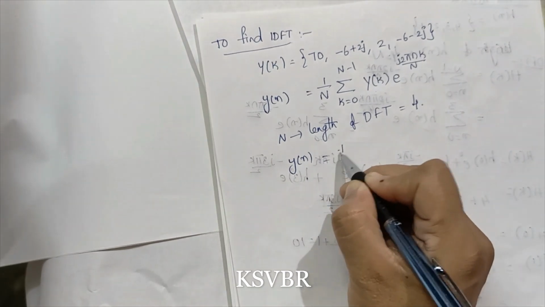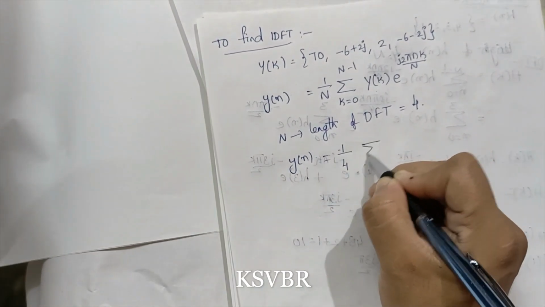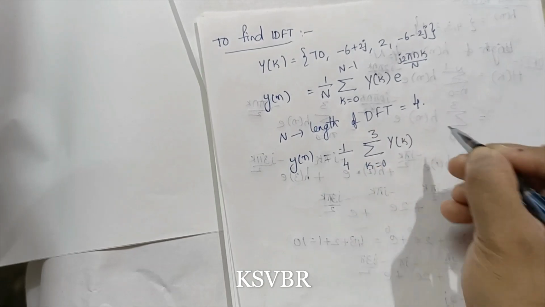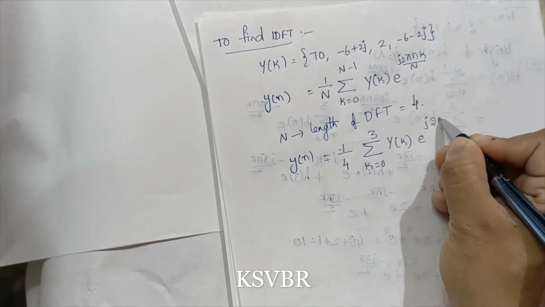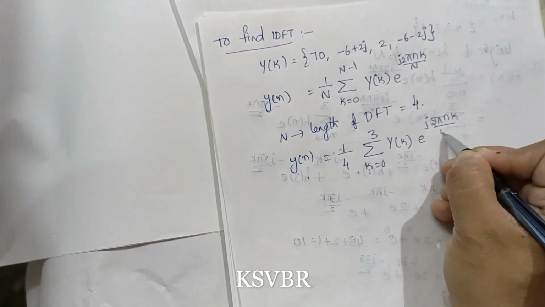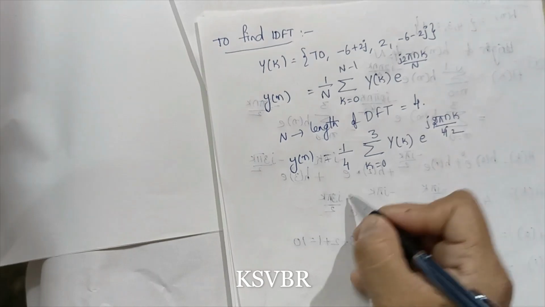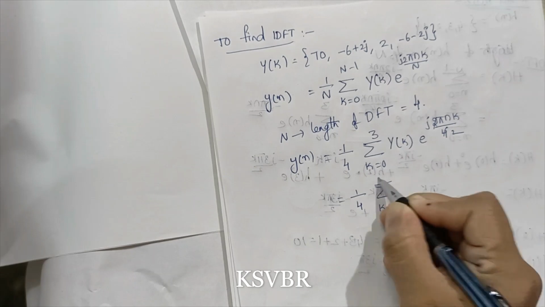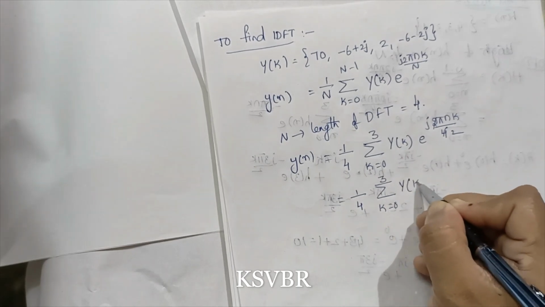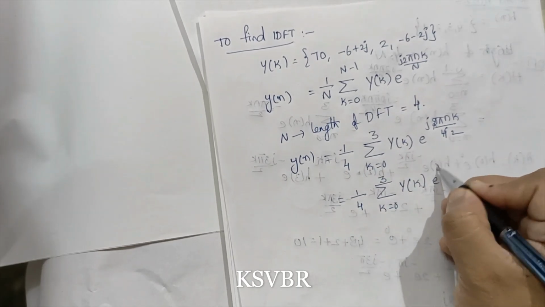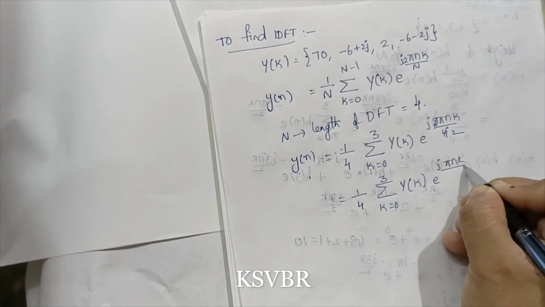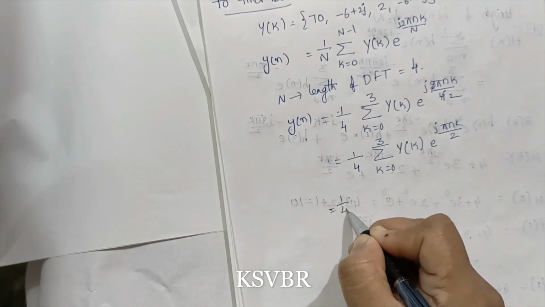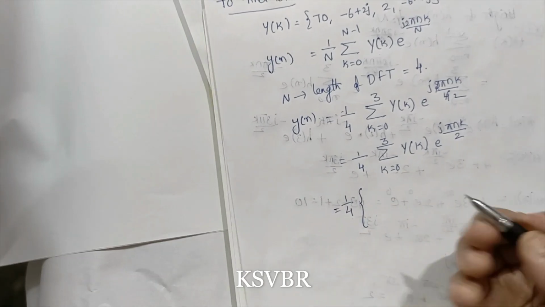y(n) is equal to 1/4 summation k equals 0 to 3 Y(k) e^(j2πnk/4). So 2 ones are 2, 2 twos are 4 here, 1/4 summation k equals 0 to 3 Y(k) into e^(jπnk/2). So now substitute the Y(k) values here. 1/4, I am taking it as common.